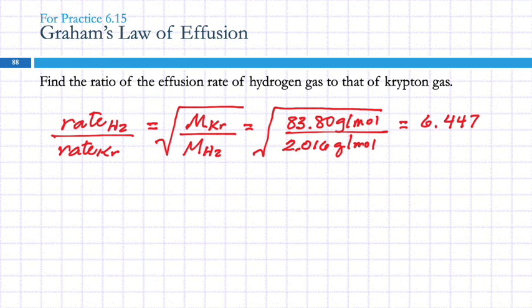So hydrogen will effuse, escape through that little hole, 6.447 times faster than krypton would. Now, why you would care about that is another question entirely. Any questions?